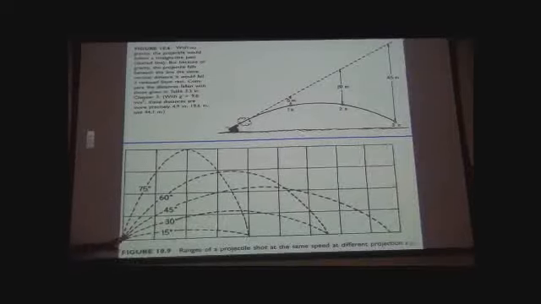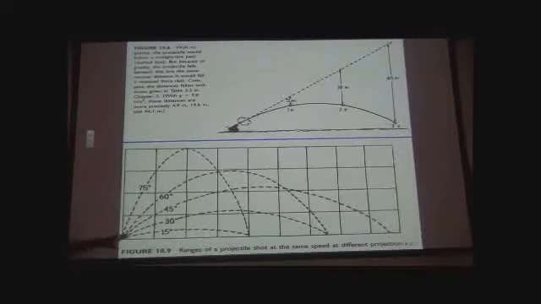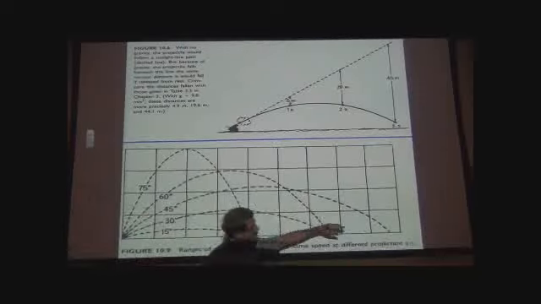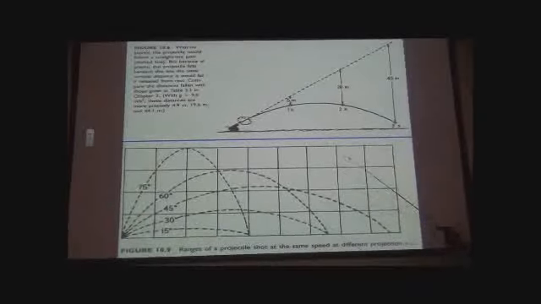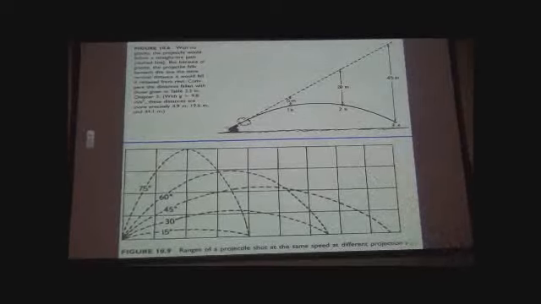Now if you notice, if I fire the cannon at 45 degrees with respect to the horizontal, you end up with a trajectory that is the greatest distance. So the greatest range is if I fire a cannon or a gun or a bow and arrow at 45 degrees with respect to the horizontal.